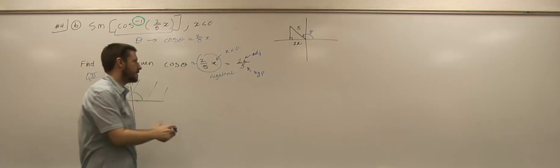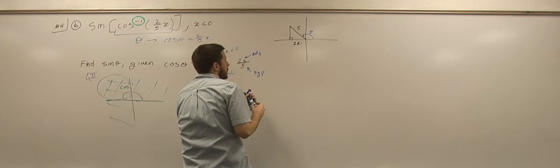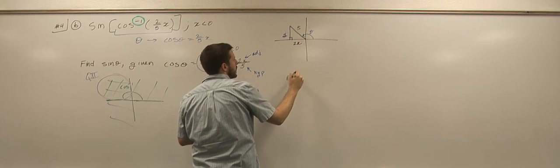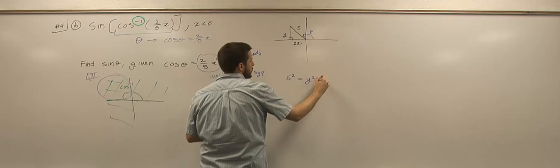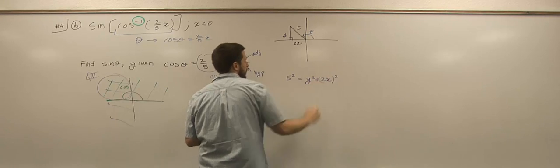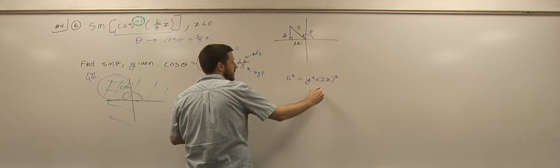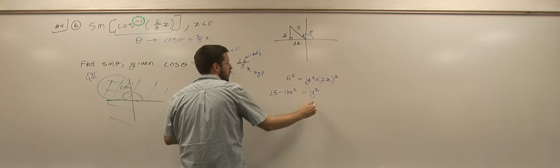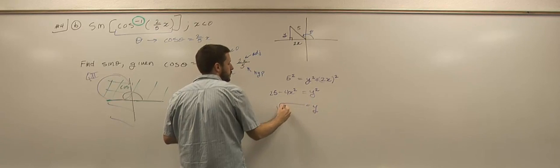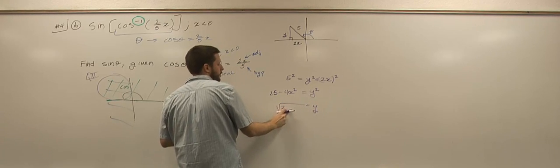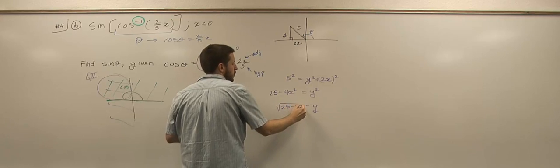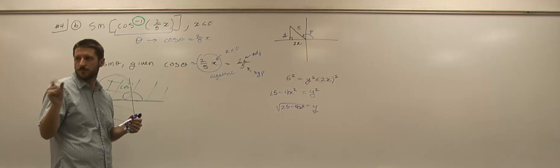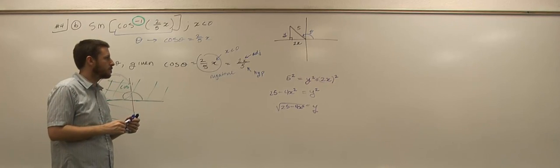Then I do my Pythagorean theorem to solve for this side. I'll call it y. So I have to do 5 squared equals y squared plus 2x squared. y squared is equal to 25 minus 4x squared. y is equal to the square root of 25 minus 4x squared. Josh, for the 2x, would it not be negative?